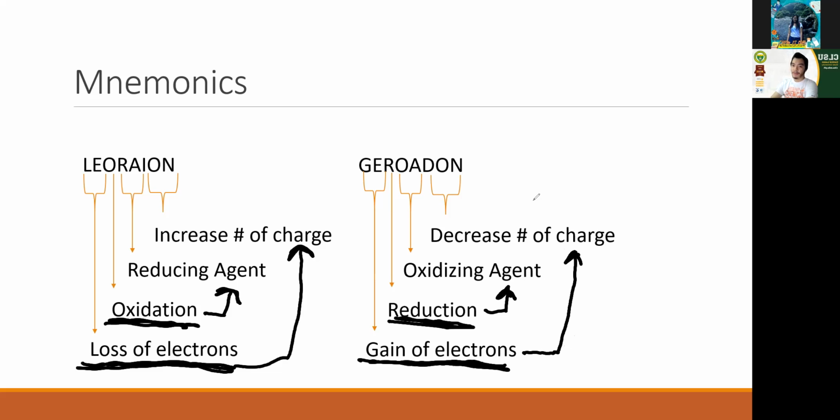Yan yung mnemonics na tinuro sa amin dati, kaya tinuturo para madaling tandaan. Sa Leo-ra ion, you have your loss of electrons, ibig sabihin, ikaw yung na-oxidize. Kung ikaw yung na-oxidize, ikaw yung reducing agent. With the loss of electrons, tataas yung charge mo. Pag nag-gain ka naman ng electrons, ikaw yung na-reduce, at ikaw yung oxidizing agent. In tandem yan: kapag tumanggap ka ng electrons, bababa yung charge mo kasi dumami yung electrons mo. Mas nagiging negative yung charge mo.